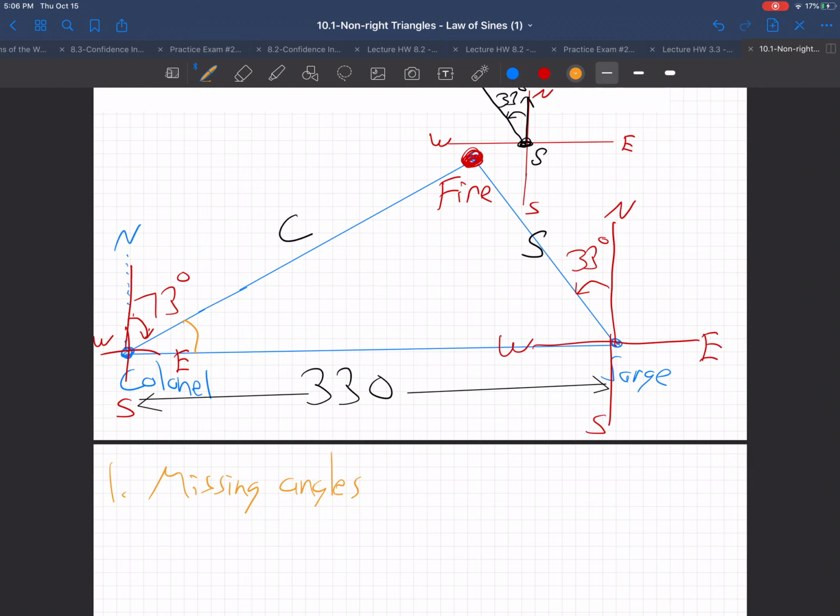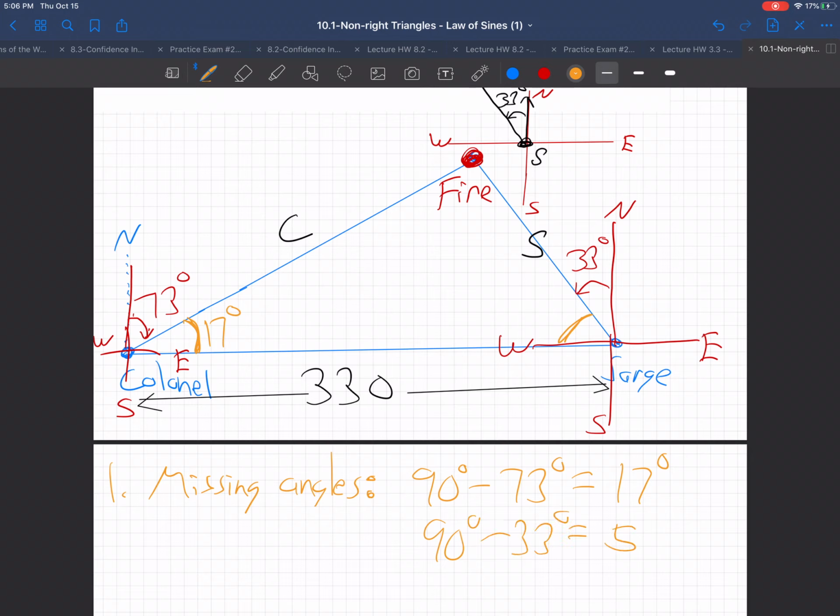Missing angles. So what angles are missing? Well, this one right here and this one right here, right? And we can take 90 minus 73 to say that this one must be 17 degrees, because these two together clearly have to make 90 degrees, don't they? See the 90 degrees right there? Because straight north and straight east make 90. Same thing here, straight north and straight west make 90. And so this has got to be 90 minus 33 for the other one.